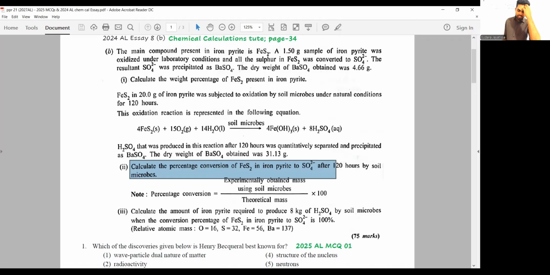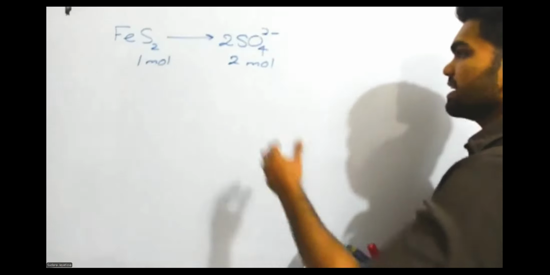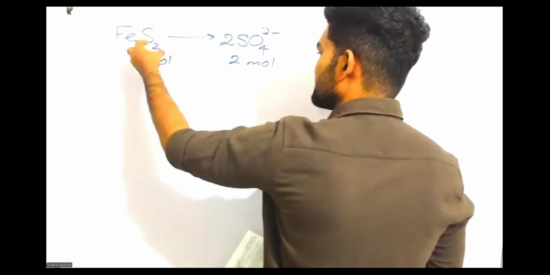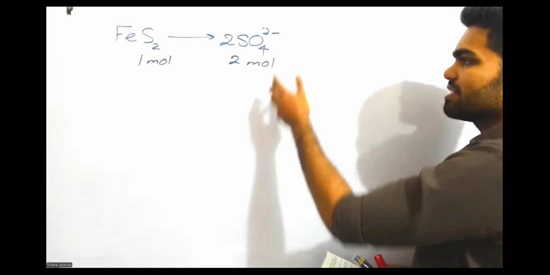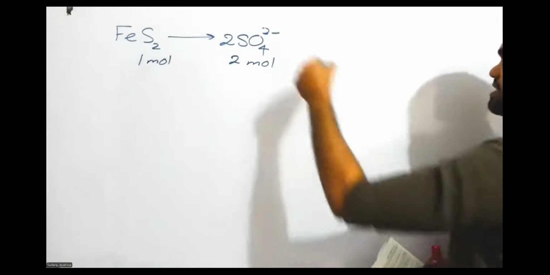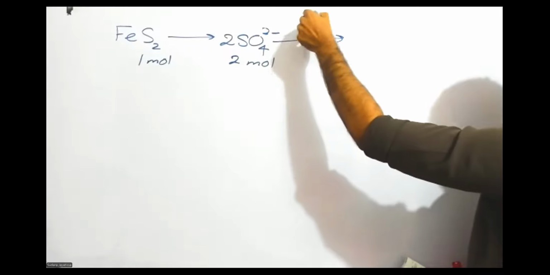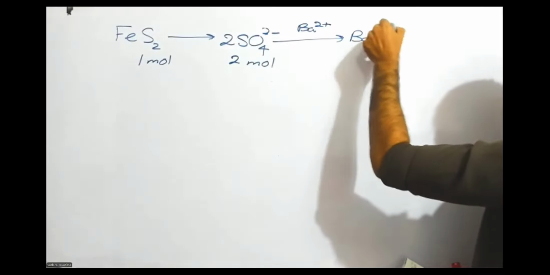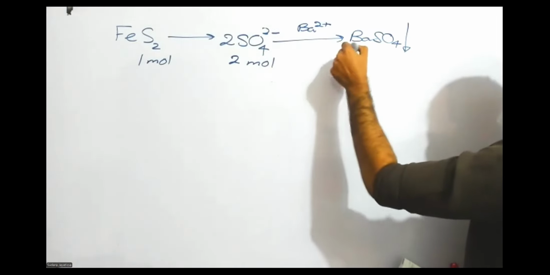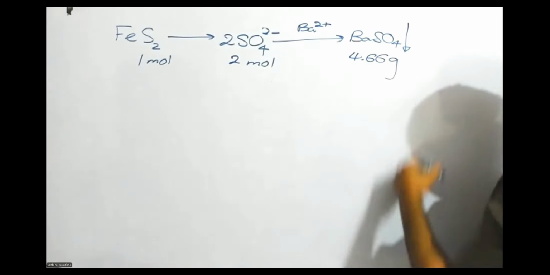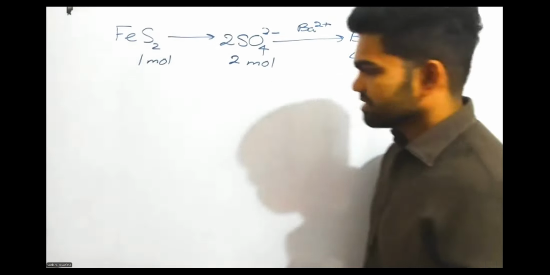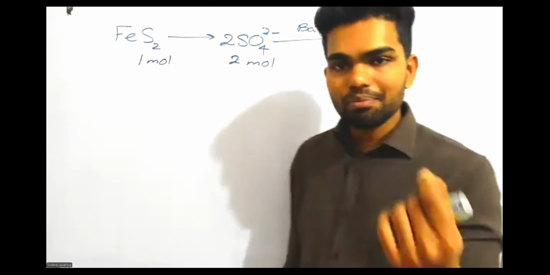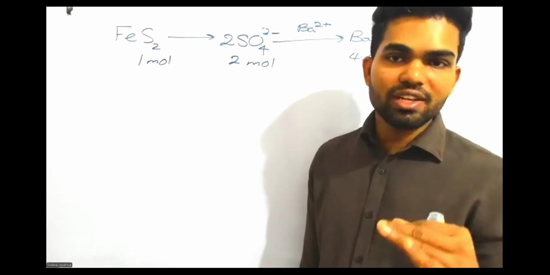They are asking the first question: calculate the weight percentage of FeS2 in iron pyrite. Like I said, all sulfur atoms in FeS2 are converting to sulfate. No need to balance this one, don't try to balance even. This sulfate is precipitated by adding barium as barium sulfate, 4.66 grams. Now we are going to start the question. For part one, we start by checking the number of moles of barium sulfate.